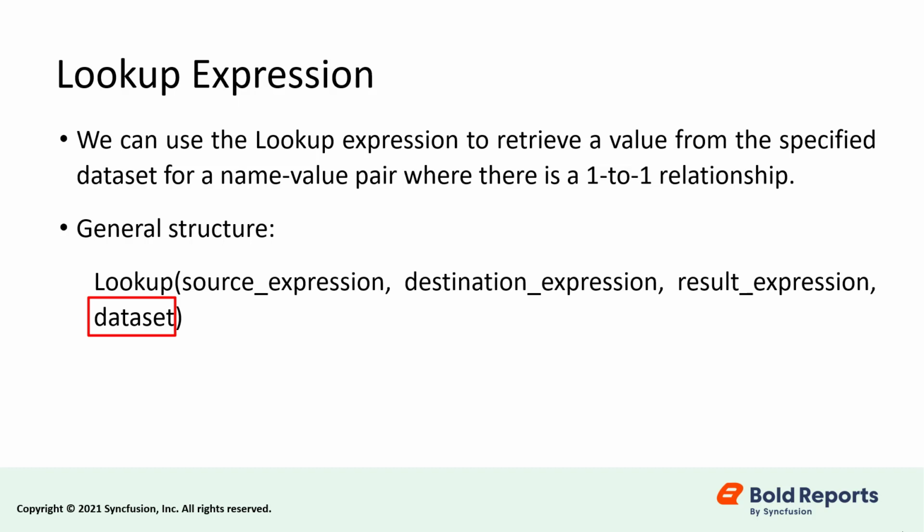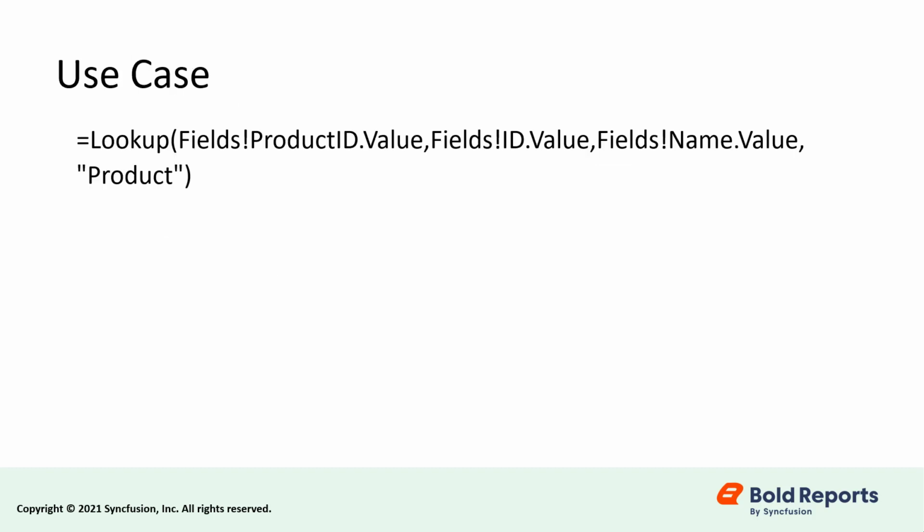Dataset specifies the name of a dataset added in the report. Consider an example where the user wants the name of the product by comparing the product ID with the ID from the product table. In this case, the user can use the lookup expression. I have provided an example of such an expression. Here, product ID is one field name, and ID is another field name. The values in the name field will be returned if the product ID field value and the ID value match. Product refers to the table name.